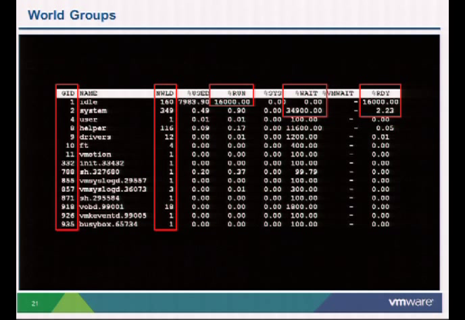Now, if you want to break this down into individual components, you can actually do this in ESXtop. You can press the E key to expand a group, and you specify the group ID, and then you can break it down into the individual worlds which are there in these world groups.